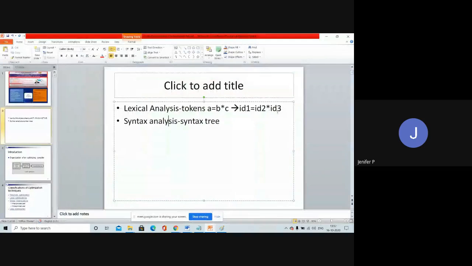Assignment and multiplication, right? So which one has the highest precedence? Multiplication has the highest precedence. So first multiplication, that is ID2 into ID3, will be created. So you all know about syntax tree, right? In a syntax tree, the leaves will be the operands and the operators will be the interior nodes.